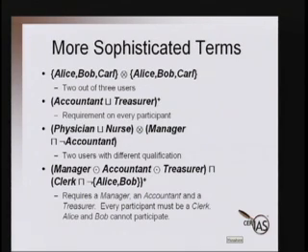And the third term gives a requirement on the two users who participate in the task. It requires a set of two users. One user must be either a physician or a nurse, and the other user must be a manager but not an accountant. And the last example requires a manager, an accountant, and a treasurer, and every participant must be a clerk, but Alice and Bob cannot participate.